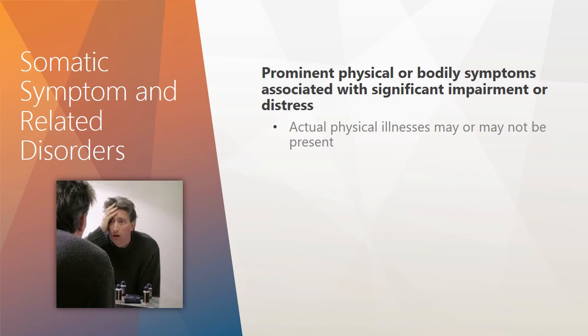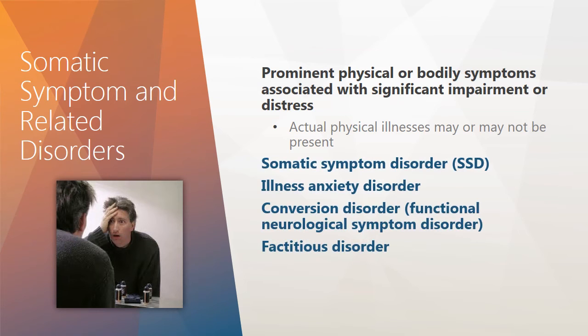Let's move on now to take a look at the somatic symptom and related disorders. They're characterized by prominent physical or bodily symptoms associated with significant impairment or distress. Actual physical illnesses may or may not be present. They include somatic symptom disorder, illness anxiety disorder, conversion disorder, and factitious disorder. A number of factors may contribute to the development of these disorders, as well as the dissociative disorders, so be sure you carefully study this chapter and understand how the multipath model provides explanations.